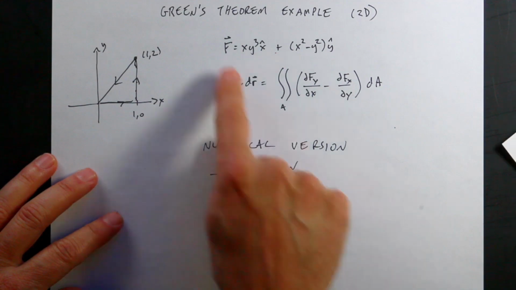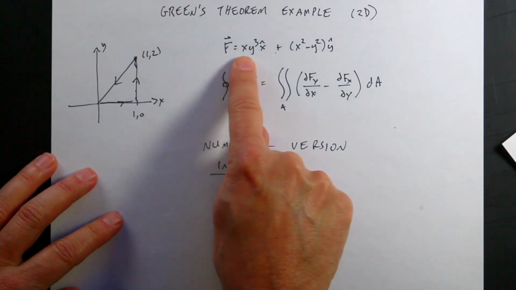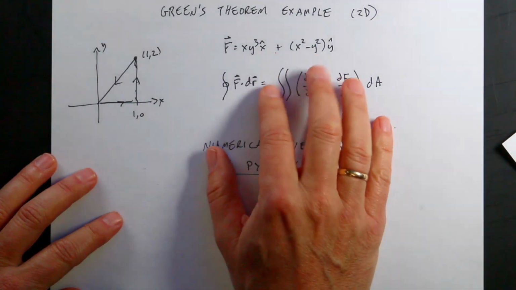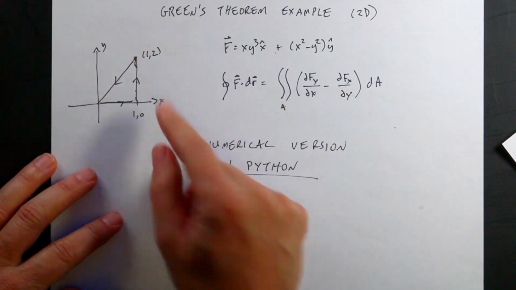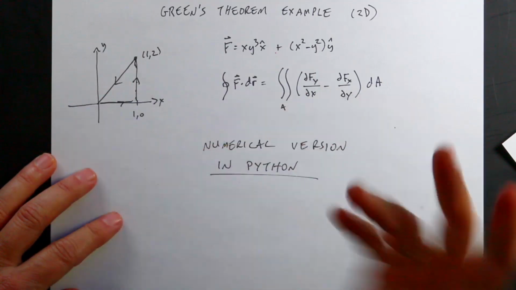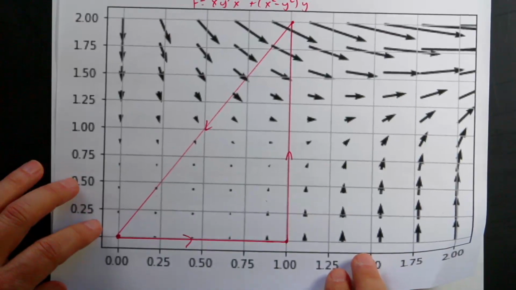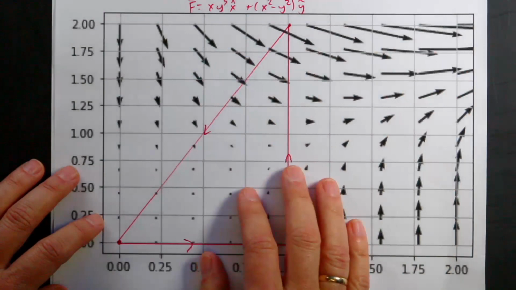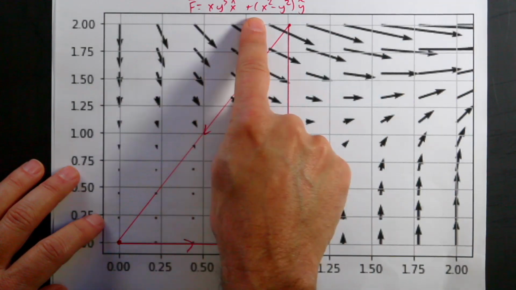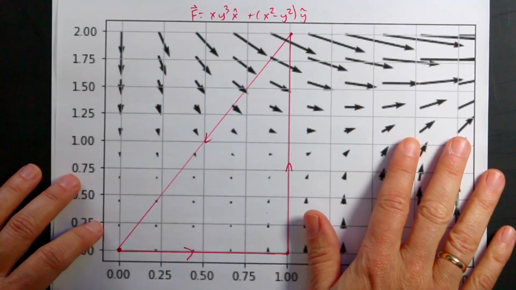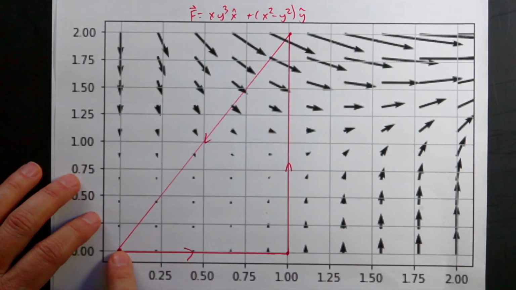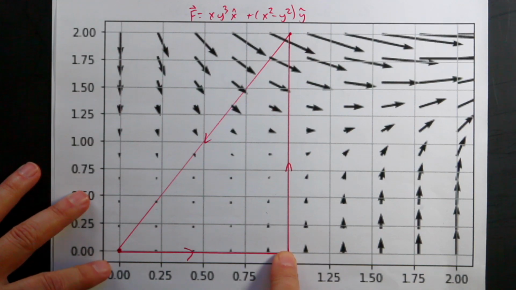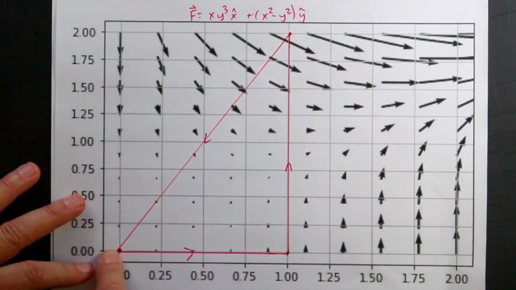First of all, here's the vector field that I used: F equals x y cubed x hat plus x squared minus y squared y hat. I want that because I want a non-conservative force. If the loop around the whole thing is 0, it's just not that much fun. Here I printed out the vector field and the path. This is a plot of the vector field. The path starts here at the origin, goes along this path to the point 1, 0, then up to the point 1, 2, and then back down along that line right there.